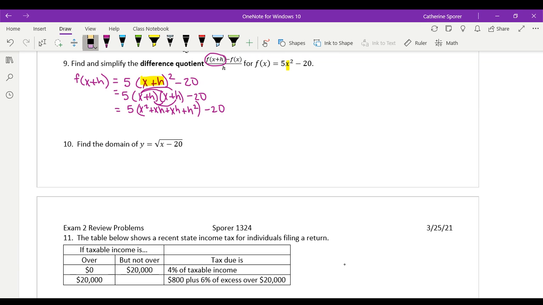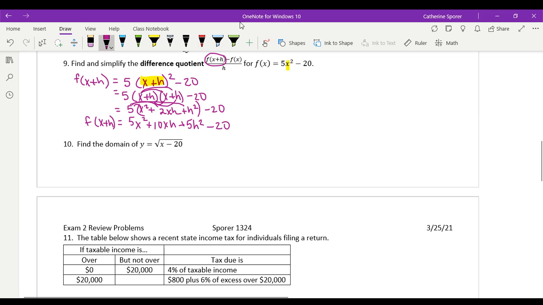Okay, and really xh plus xh, we can now write as 2xh, because we have 2 of them. And then keep on simplifying, so distribute this 5 into the parentheses, so 5x squared. 5 times 2xh is 10xh, and then 5h squared. And then we have this minus 20 at the end. So that is f of x plus h.